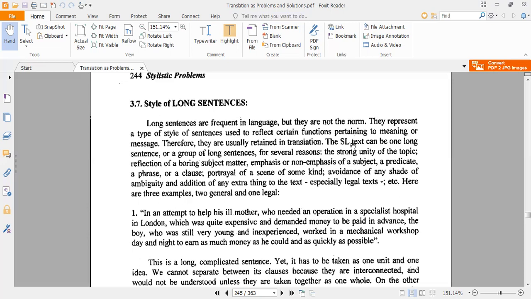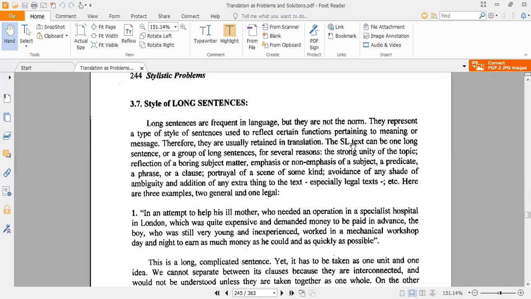Okay, so in this way, it is better to use the style of long sentences to keep the unity and the connectedness of this idea, of these sentences. I mean, to keep the same value, or to reflect a high degree of unity and connectedness, we can use the style of long sentences.